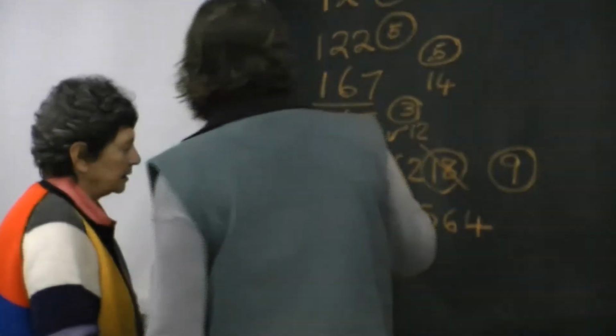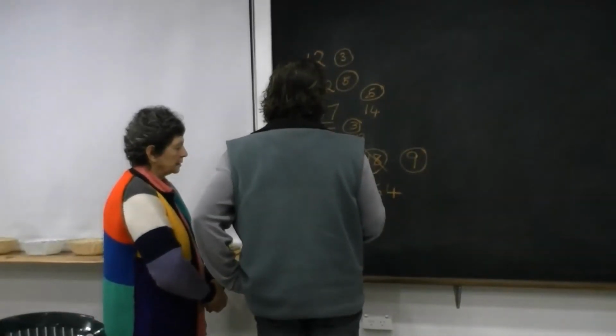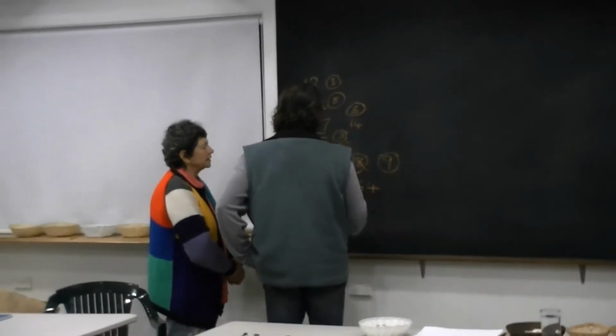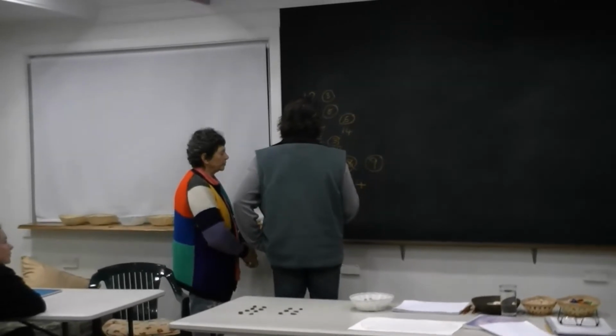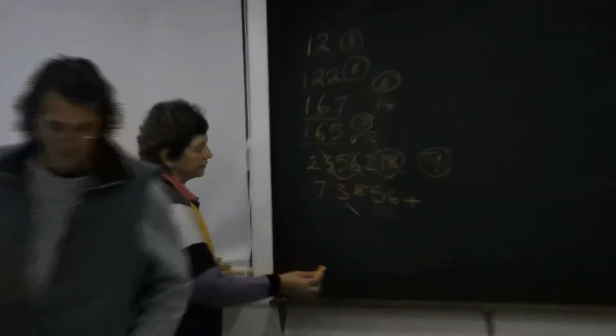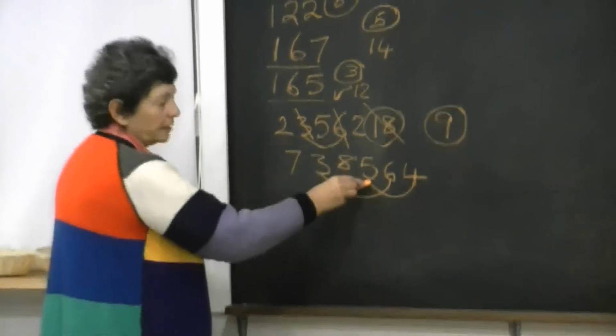Okay. Can you find any 9s? 7, 8. Not easily. Can you find any 9s at all? A 6 and a 3. A 5 and a 4. Well done. So Grant has found a 6 and a 3. They make 9, and a 5 and a 4 makes 9.